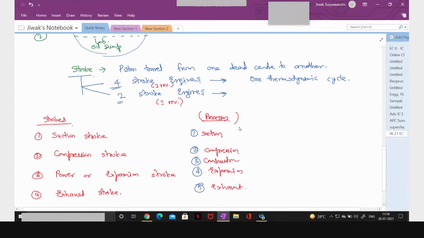So how does it take place? Now let us take the first one, the suction stroke. During the suction stroke, can anyone explain what the suction stroke is?